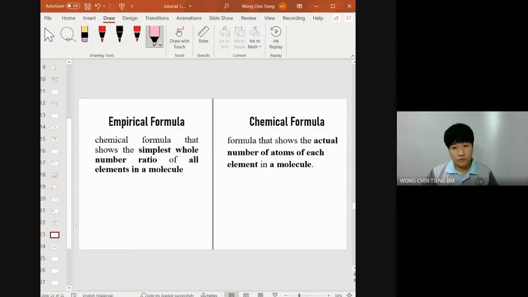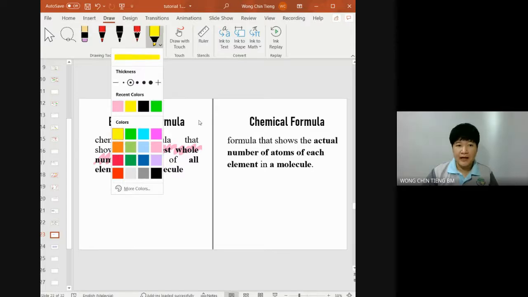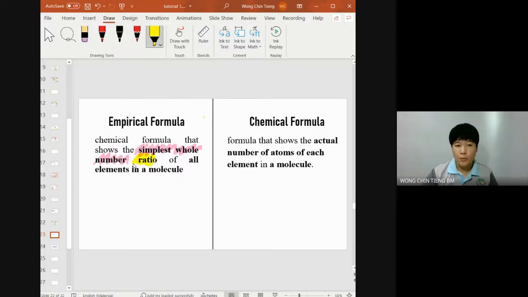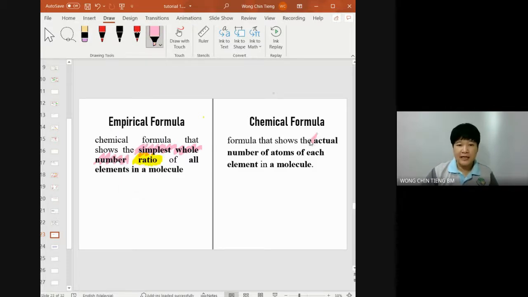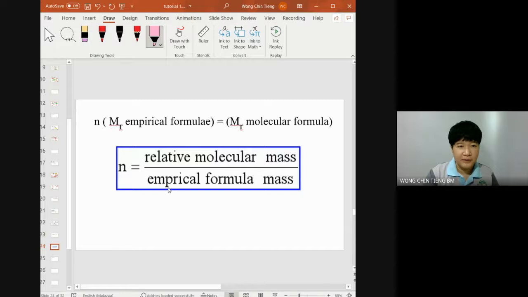Very simple theory. The definition over here is only the word simplest whole number ratio. Cuma kat empirical formula, the keyword that I want to insist is ratio. Dalam chemical formula, tak payah. Just actual number. Alright, sebab dia dah memang actual number. So tak ada perkadaran pun tak apa sebab itulah nombor benar dia. Okay, that is the actual number. Cuma dalam empirical formula, your definition ratio is a must. Okay, that is the definition, tak ada apa. Formula, nothing much. We have talked about that in lecture.